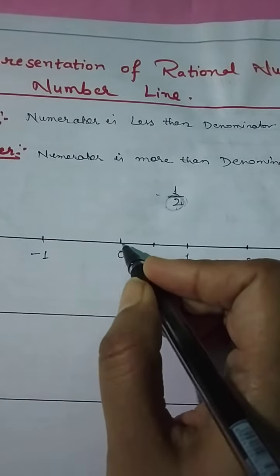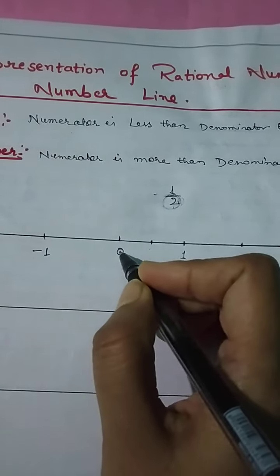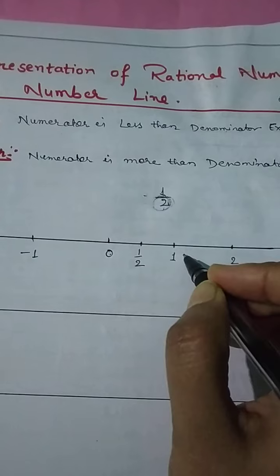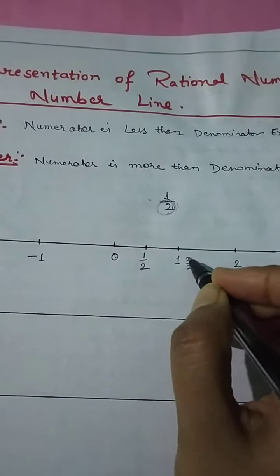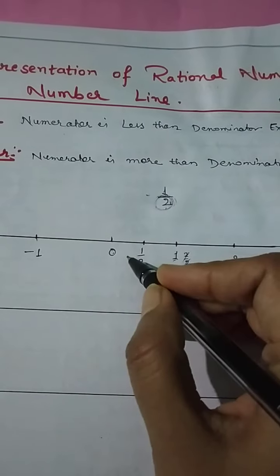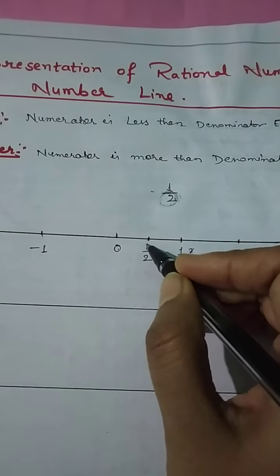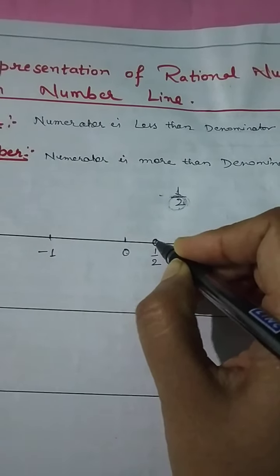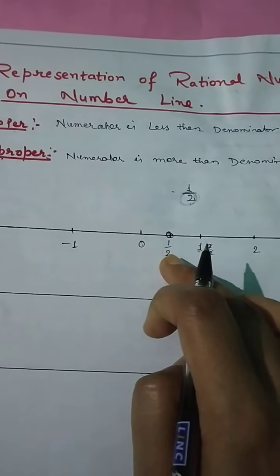Now this is 0. This part is called 1 by 2. This part is called 2 by 2. 2 by 2 will get cancelled, we will get 1 only. So this middle part is half. So this is the plotting of this point, which lies between 0 and 1 here.